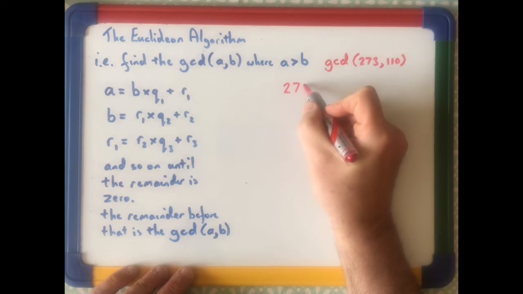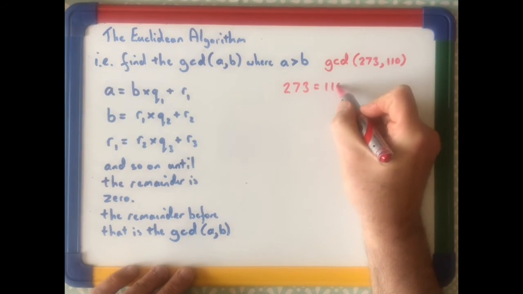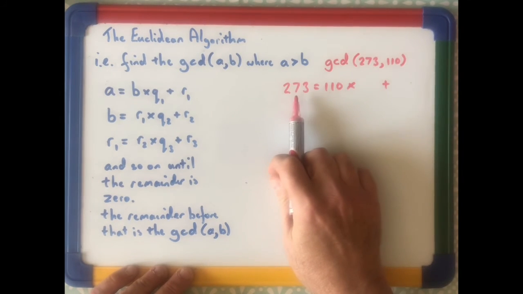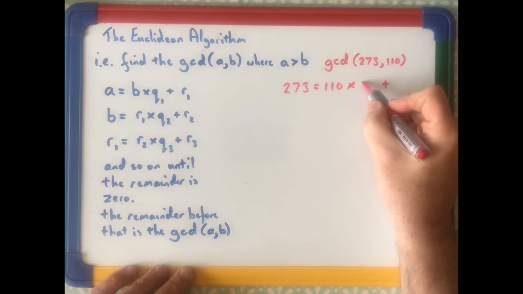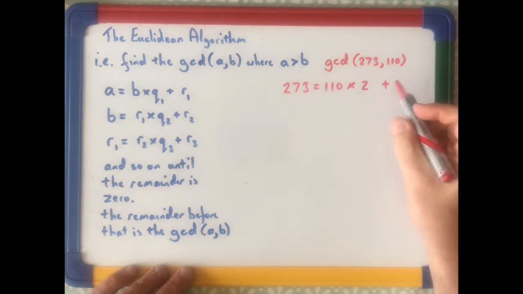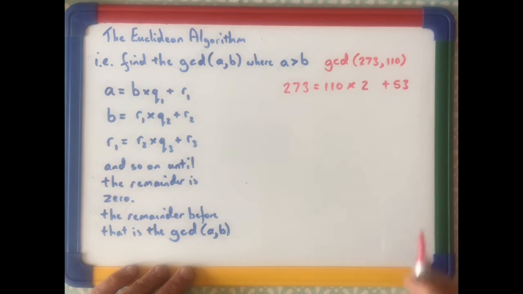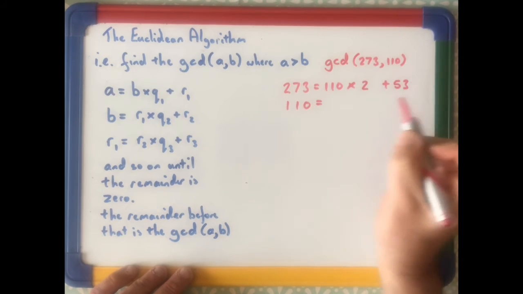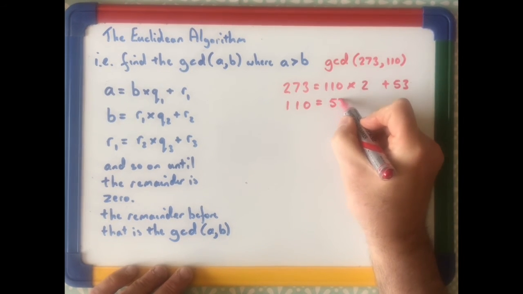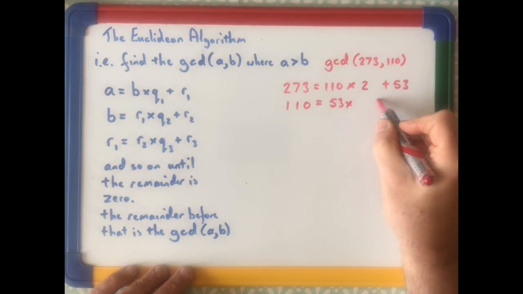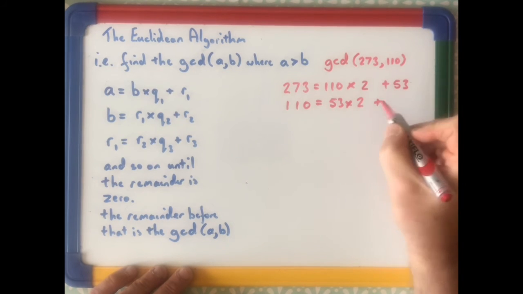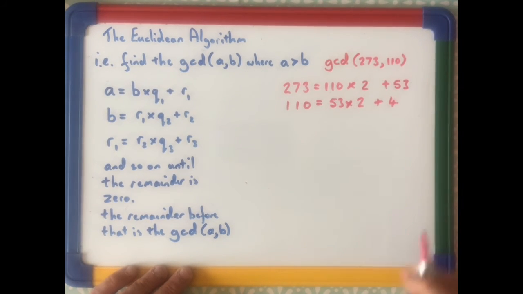273 equals 110 times something plus something. Well, you can see it's going to be done twice, yeah? So it's 2 times 110, 220, plus another 53. Okay, so now for the next one, we do 110 equals 53 times something plus something. Well, you can see twice 53 is 106, so it's 2, which leaves you a remainder of 4, doesn't it?